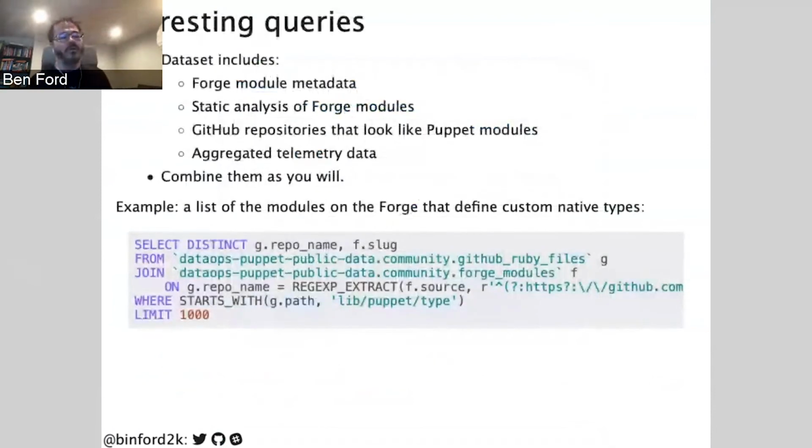We also have a lot of other information in that data set. We've got that Forge module metadata that I showed earlier. We've got static analysis of the Forge modules, which is what enables that rangefinder tool to run. We're also pulling in and mirroring all public GitHub repositories that look like Puppet modules, and then this aggregated telemetry data. So you can combine those however you want. This is an example query that will show you a list of all the modules on the Forge that define custom native types and also happen to be hosted on GitHub.